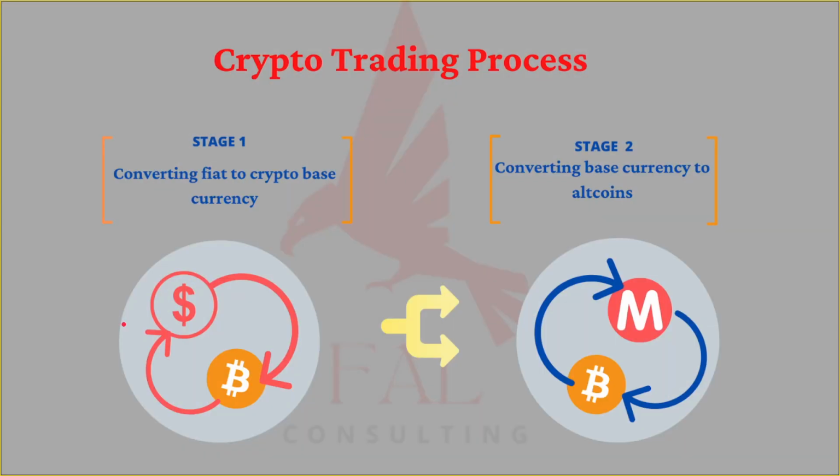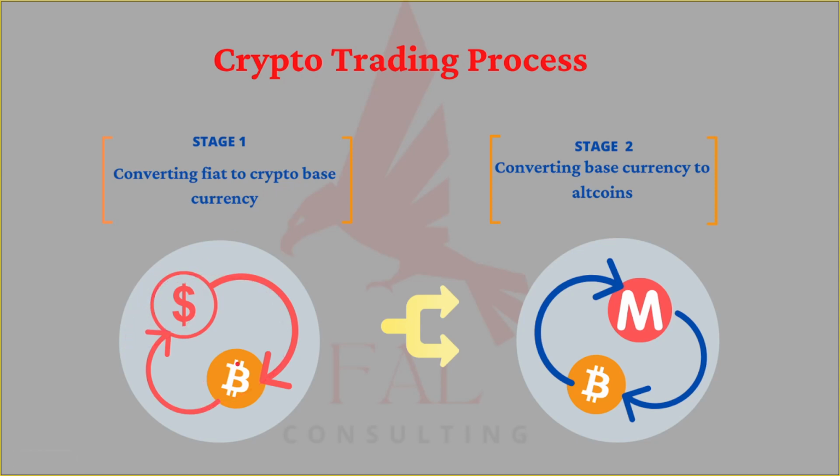Here's a visualization of this process. Stage one is converting the fiat, such as dollars, euros, or Chinese yuan, into the crypto base currency. In this case, we're exchanging dollars into Bitcoins.